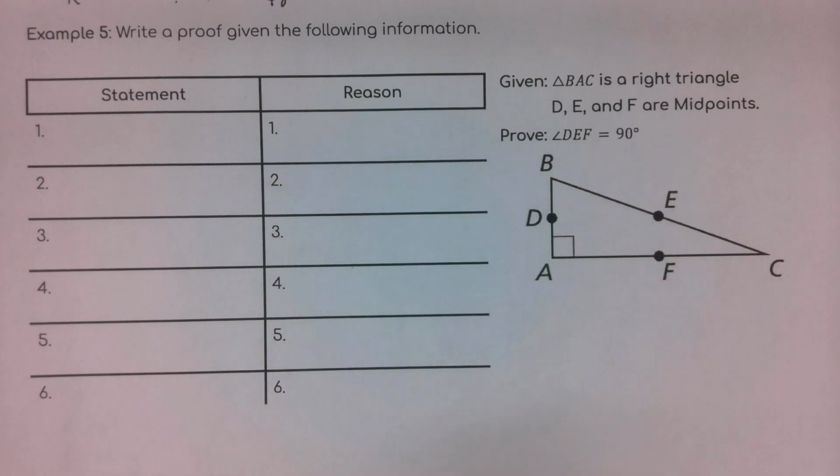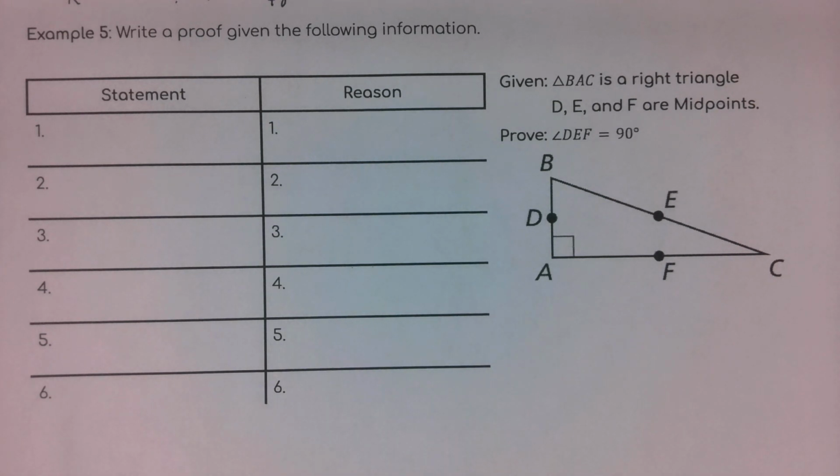Let's take a look at example 5. Now, I want to warn you before we go into this, this proof is crazy. This proof is kind of difficult, but we're doing it to make a point. We're doing it to show that we can use these properties in proofs.